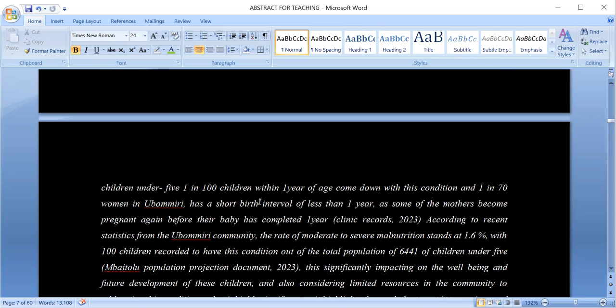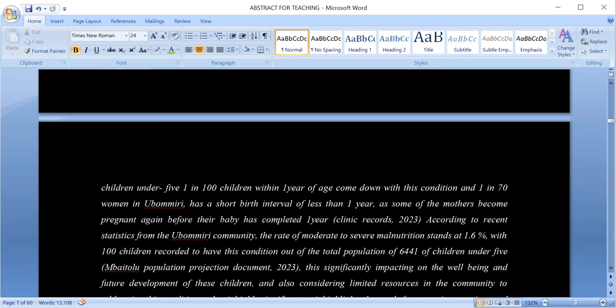1 in 100 children within 1 year of age. When you look at the total children by the population projection, 6,401, it's high when you say 1 in 100. So now we have children that are coming down with these conditions, which is a social problem. These children could die. Even the morbid state consumes money. And looking at the community, maybe there's no facility for management of acute malnutrition. So that poses a risk for the development of that child, and that's a social problem. You see a social need.